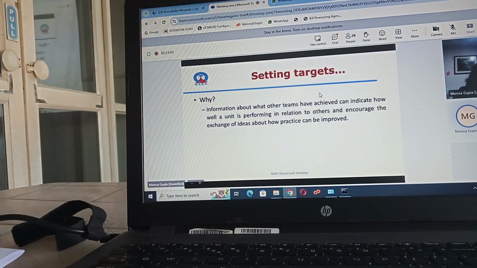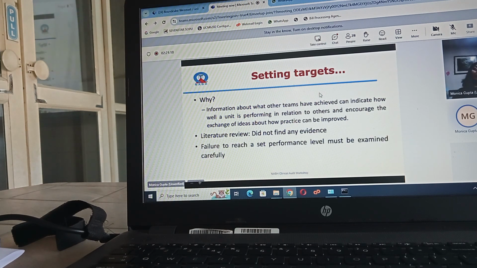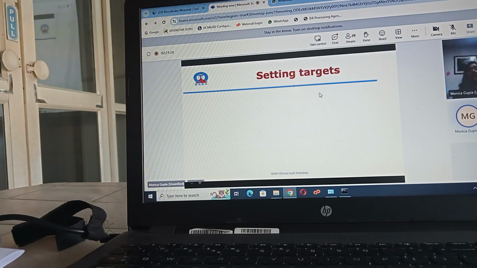Now let us look at how we will set targets and why we need to set targets. Information about what other teams have achieved can indicate how well a unit is performing in relation to others and encourage the exchange of ideas about how practice can be improved. In a literature review we may not find any evidence, but failure to reach a set performance level must be examined carefully. So we need our targets for the entire exercise of quality improvement.